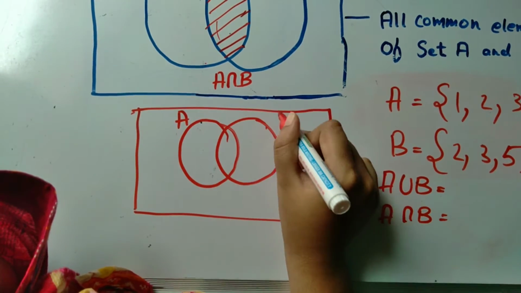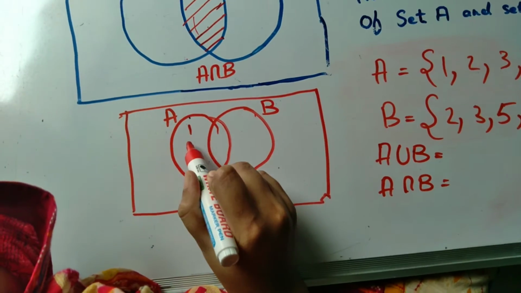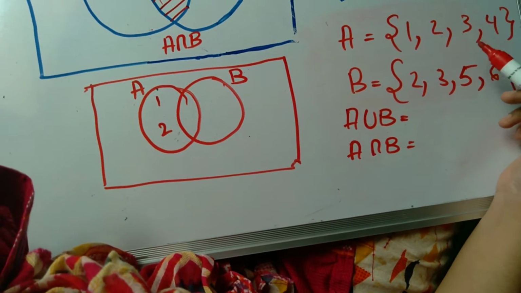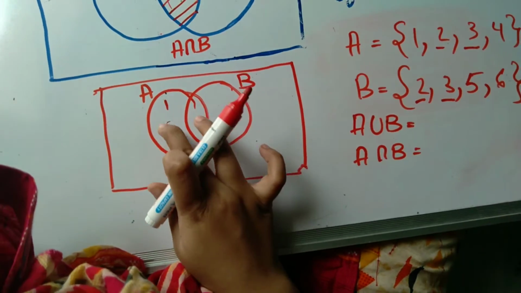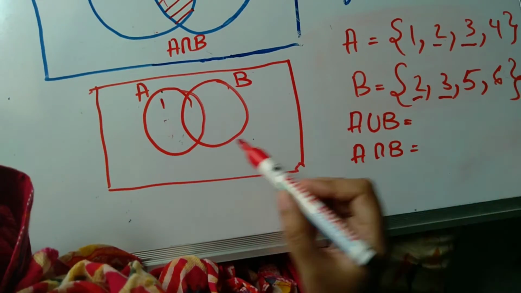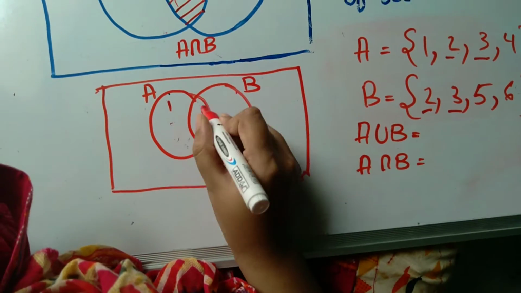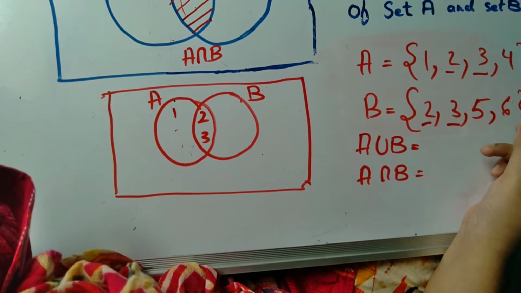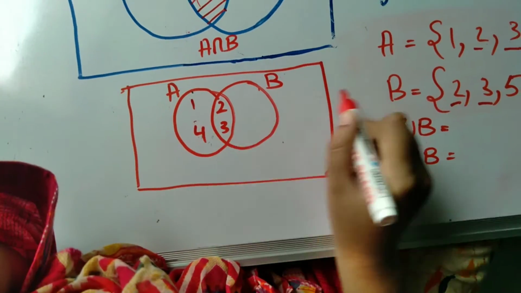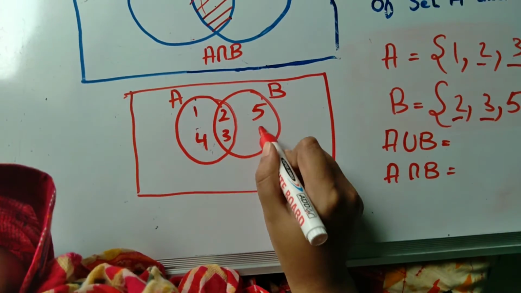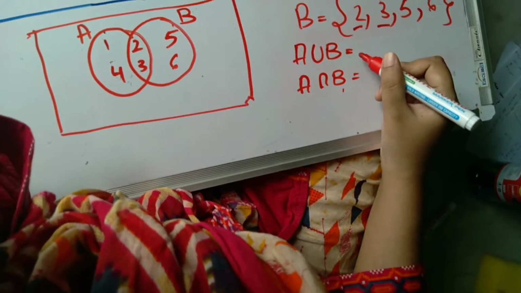So this is set A and set B. First you have to look at the common elements. What are the common elements in A and B? 2 and 3. We should write 2 and 3 in the intersection part because they are common. Then the leftover elements of A are 1 and 4, and of B are 5 and 6.